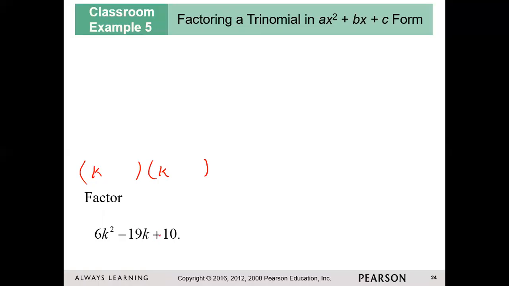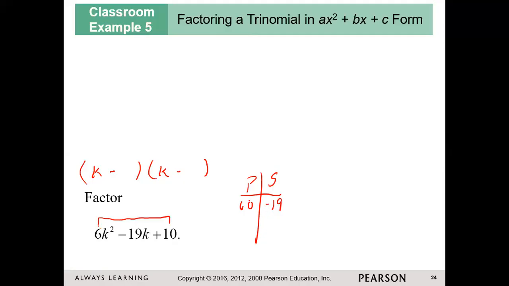We have a positive product but a negative sum, which means both of these factors are negative. Again, I'm just setting myself up for success here. And I'm going to do the product sum method. Again, it's a times c, which is going to be 60. This is the first time we've actually had to multiply by some value, because when a is 1, it doesn't change anything. And our sum is 19, or -19 in this case.